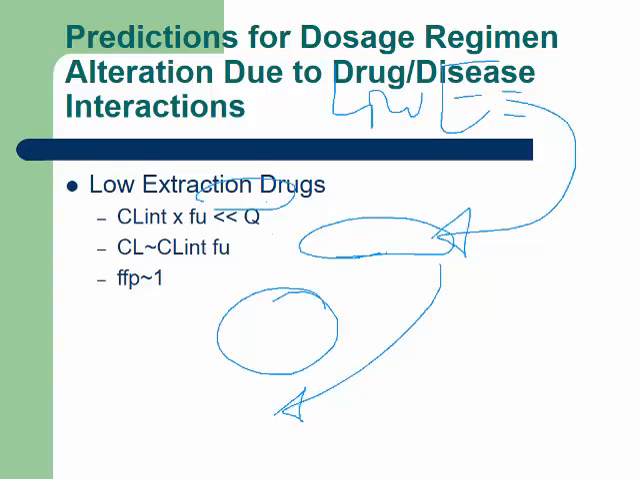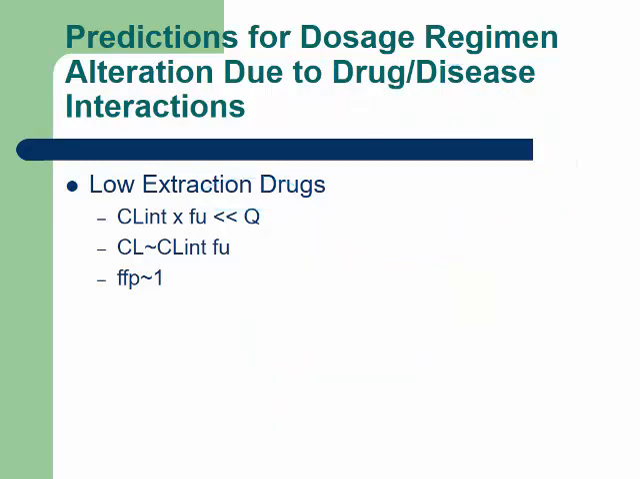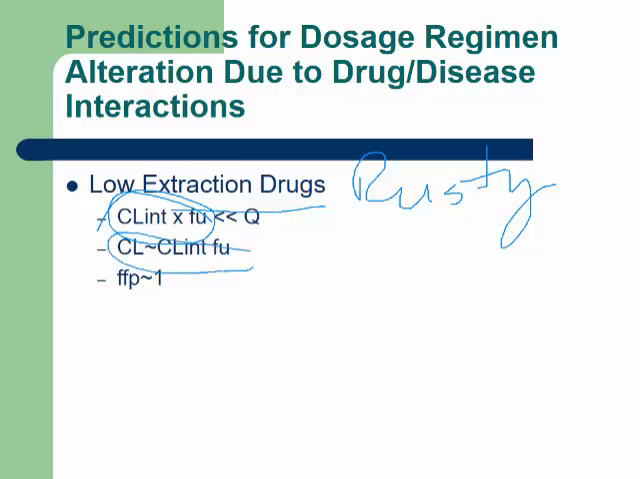So we're going to start with low extraction drugs. Remember, these are all drugs that are cleared by the liver. These are low extraction drugs where we know this is our rusty dairy, right? So the rate limiting step is the intrinsic clearance times fraction unbound. So the blood coming into the liver is going at a good rate, but the slowdown is actually in the intrinsic clearance and fraction unbound of the liver itself. So the rate limiting step is intrinsic clearance times fraction unbound. Therefore, our clearance is approximated by those two factors, intrinsic clearance and fraction unbound.